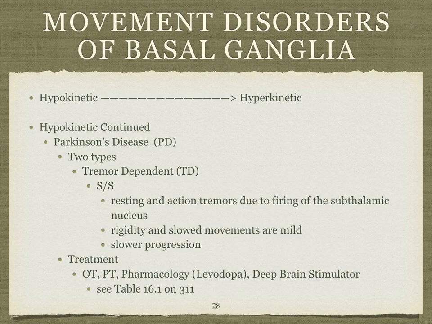So hypokinetic, the second type is tremor dependent. So these are typically a slower progression. You're going to see more tremory movement with this type of PD. And it's usually due to the subthalamic nucleus just kind of overfiring all the time. You can still see rigidity and maybe that slumped over flexed posture, but it's a slower progression.